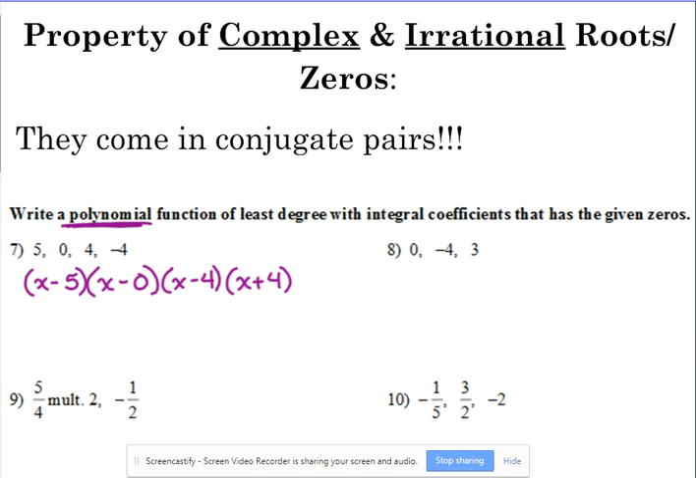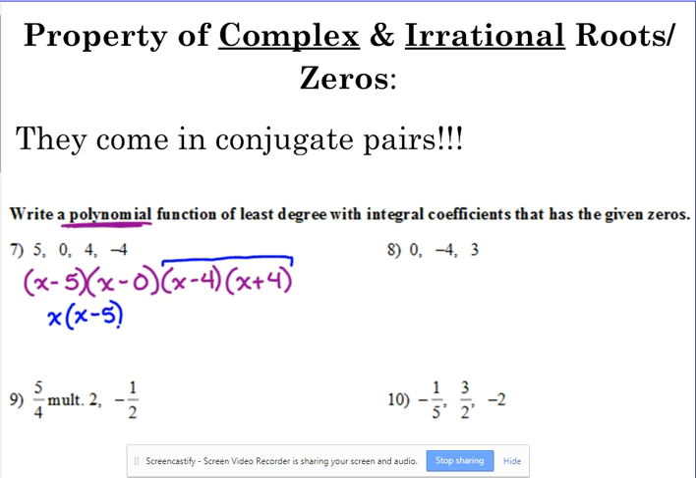Well, let's be smart about it. First of all, x minus 0 is just x. And I'm going to keep the x minus 5 right now, because you can multiply these out in any order you want to. So I'm going to pair these two together, the x minus 4 and the x plus 4, and I'm going to multiply those first. Why would I want to multiply those first? Why would those be the easiest two to multiply together?